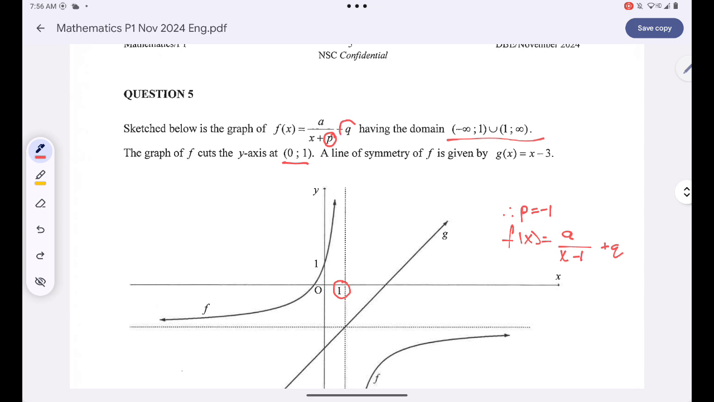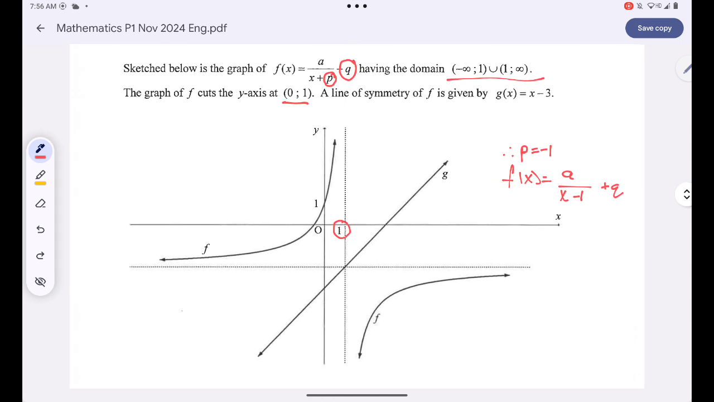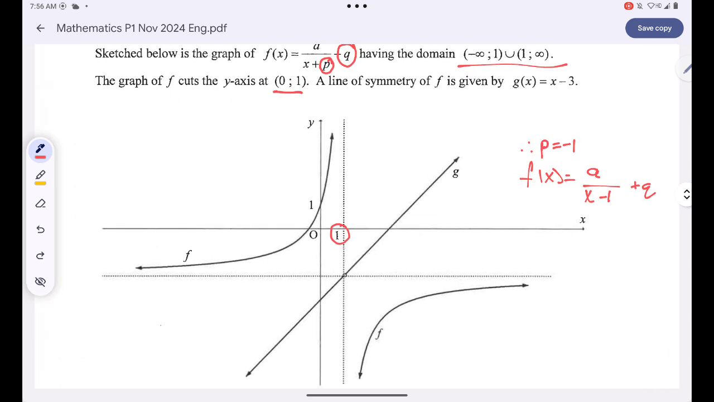Okay, and then now they want us to determine the equation of the horizontal asymptote of f. Basically, they want us to find the value of q. Are you together? But remember that guys, we have our axis of symmetry. Our axis of symmetry intersects where both our asymptotes intersect as well. So the value of x over there is 1, and the value of y, that's q.